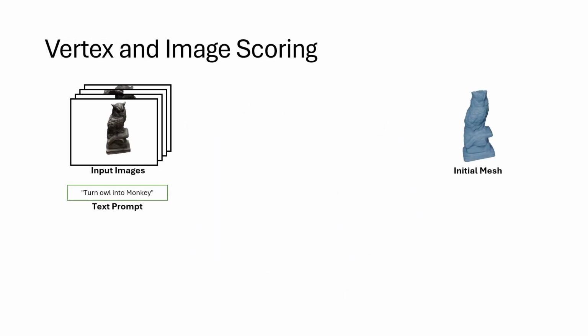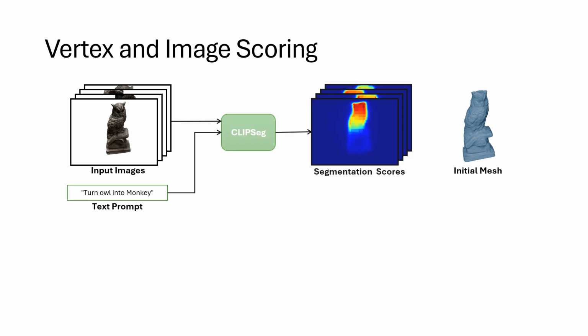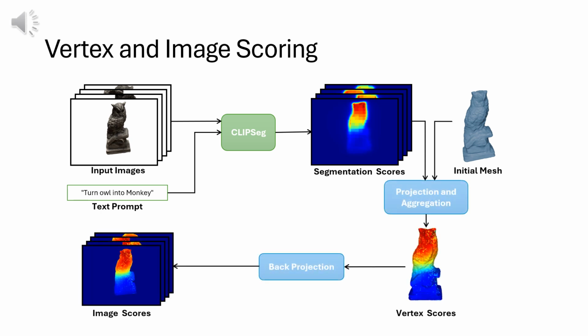For pre-processing, we gather multi-view images, an initial mesh and a text instruction. We gather segmentation scores for each view based on text instruction using ClipSeg. Afterward, we project segmentation scores onto the initial mesh and aggregate them to calculate vertex scores. Finally, we backproject these scores to obtain image scores.